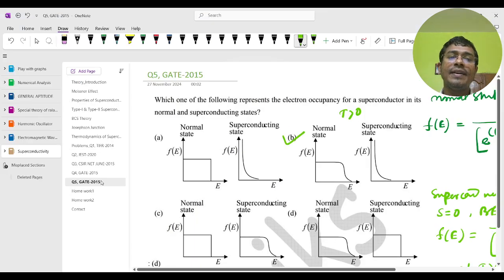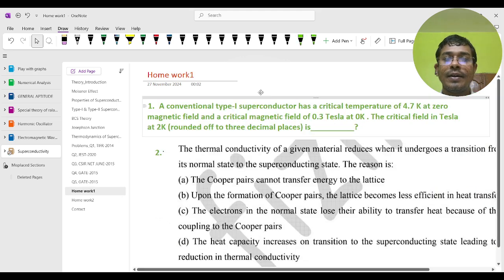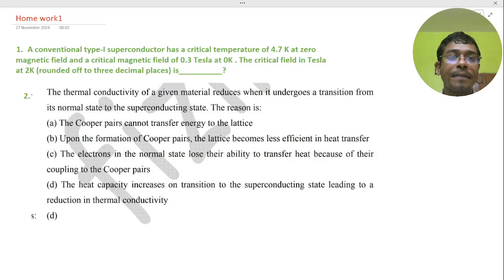I usually give some problems for better understanding to do as homework for better practice. So let me give 5 questions. You just pause this video and take a screenshot quickly. The first one is a conventional type of superconductor that has a critical temperature of 4.7 Kelvin at 0 magnetic field and critical magnetic field of 0.3 Tesla at 0 Kelvin. What is the critical field in Tesla at 2 Kelvin?